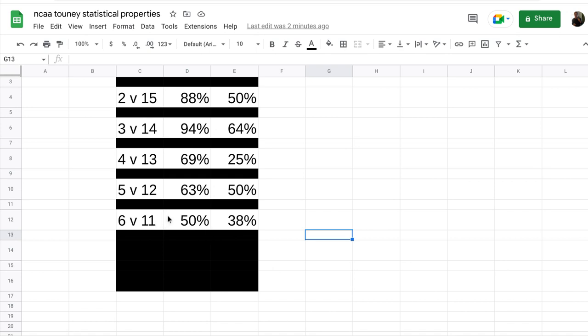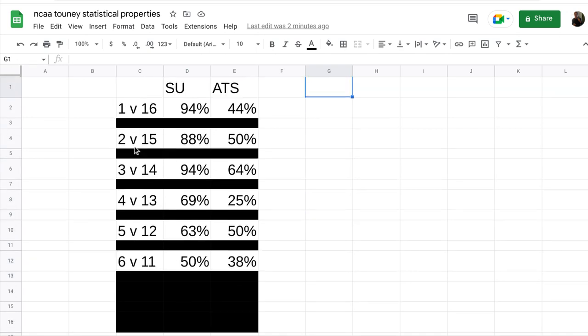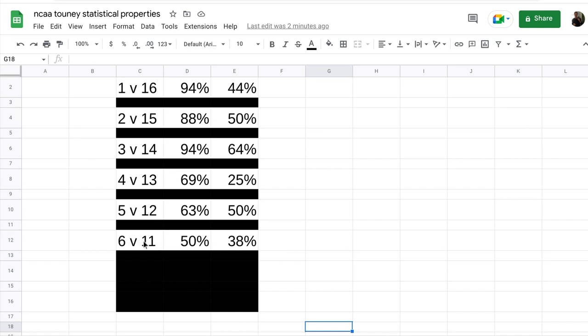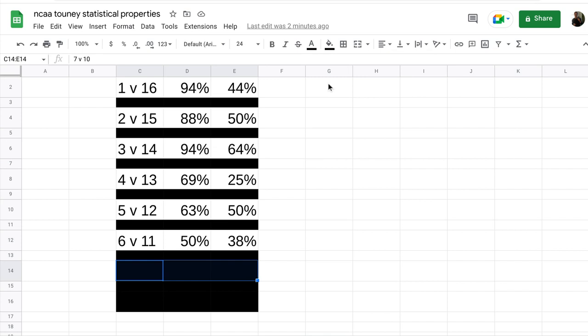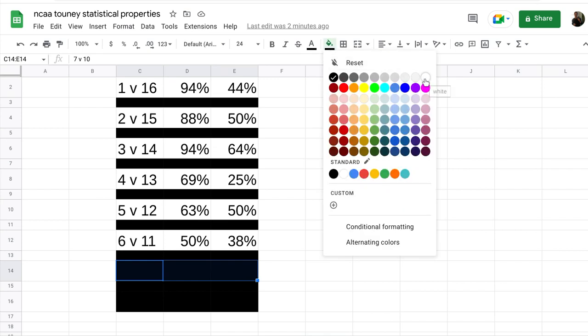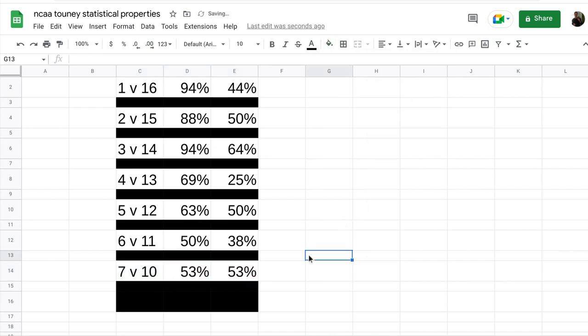And again, bracket-wise, just to recap, your 1, 2, and 3 seeds, you pretty much want to put those through. Where you really want to start mixing in some of these underdogs to advance would come down around this 6, 7 seed, and we'll dive right into the 7 now. The 7 seed is going to win 53% of the time. The 10 seed is going to win outright 47% of the time, or that's what their statistical properties say.